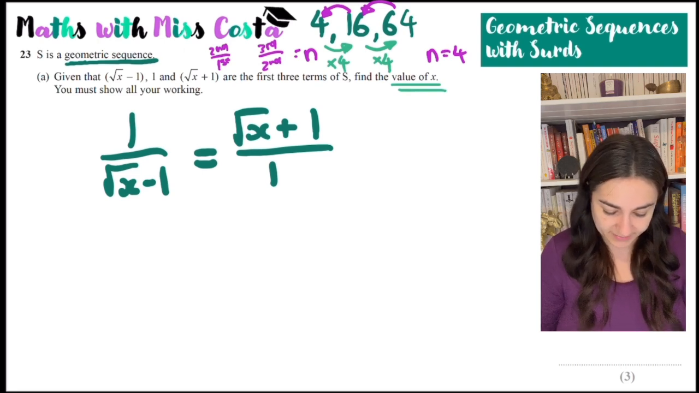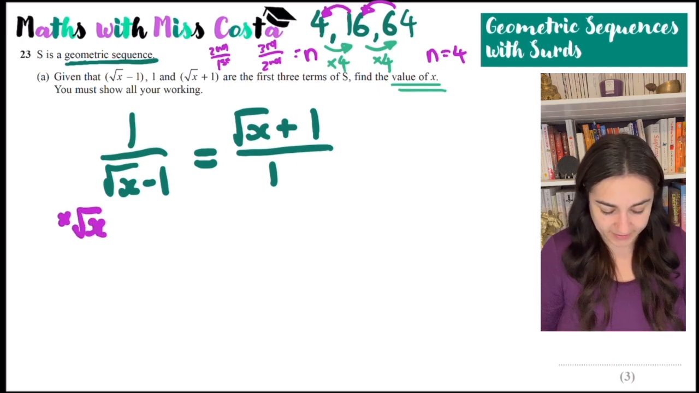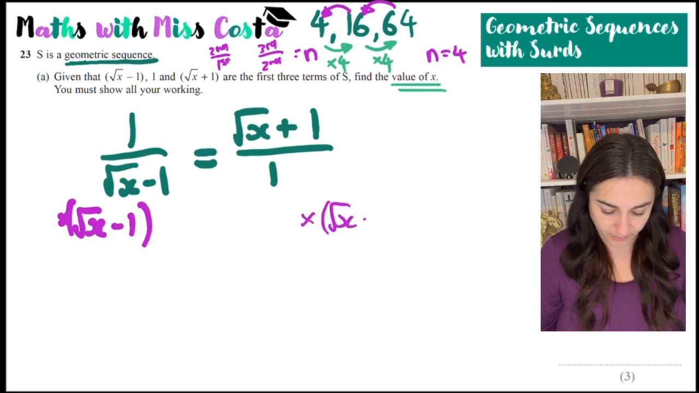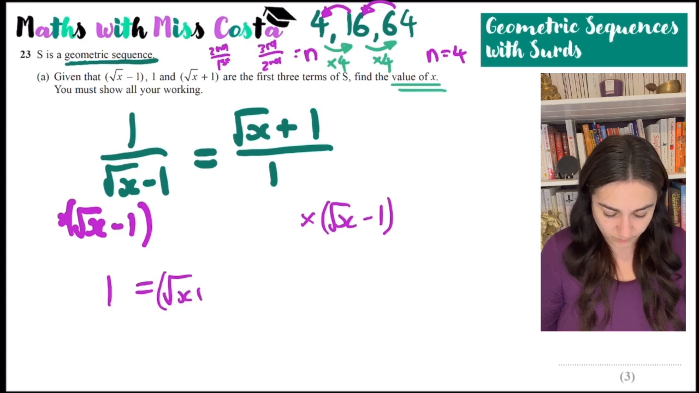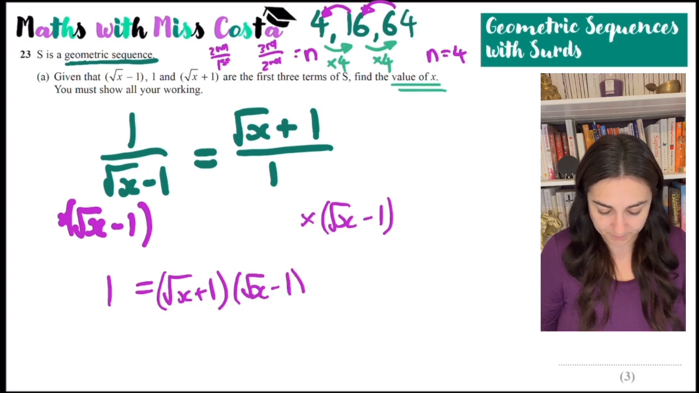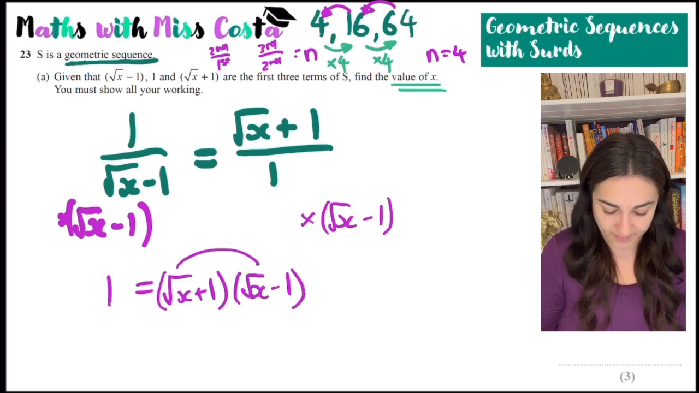So what can I do first? Well, dividing by 1 doesn't really do anything. So I could multiply both sides by this denominator here. So multiply by root x take 1. So I'd be left with 1 equals root x plus 1, which is already there, multiplied by root x minus 1. What can I then do?